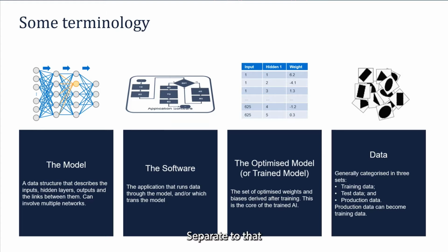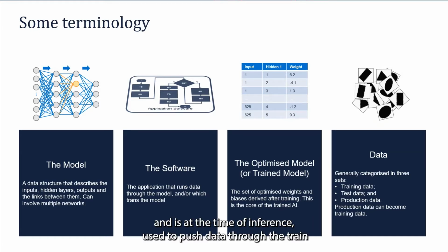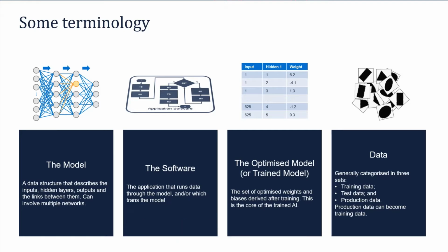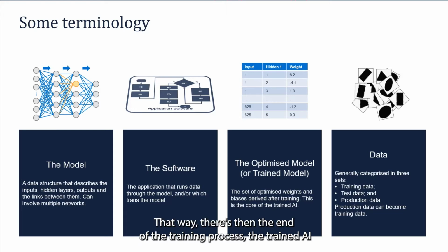Separate to that, there is software that effectively runs the AI. That's the software that has been used to create that structure and is, at the time of inference, used to push data through the trained structure and get results, or at the time of training is used to assess the difference between the results that the AI produces and a perfect result, adjust the model and train the AI that way. There's then, at the end of the training process, the trained AI itself.